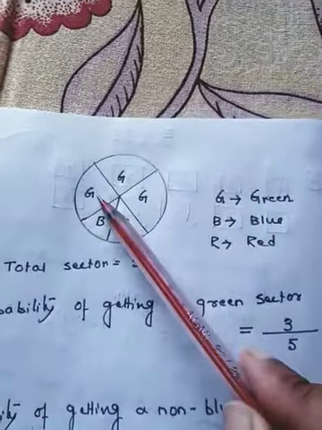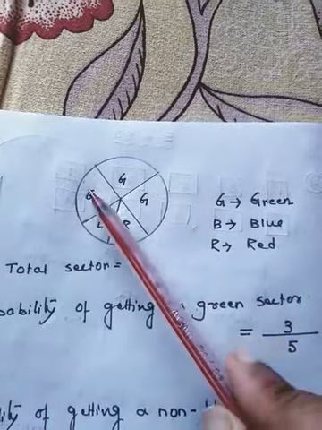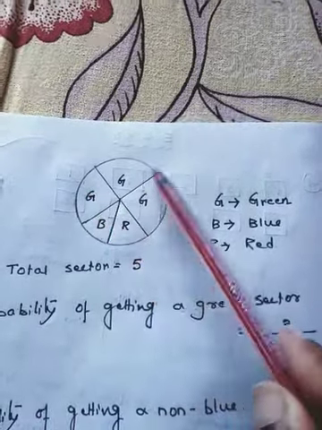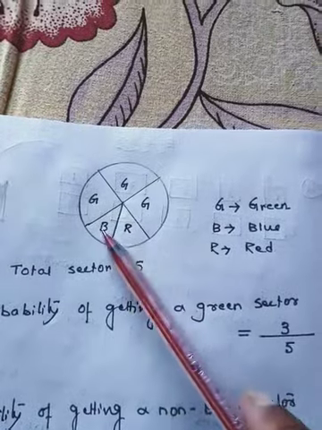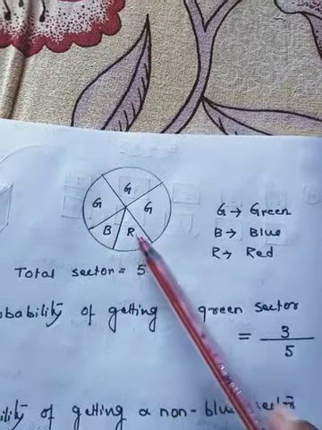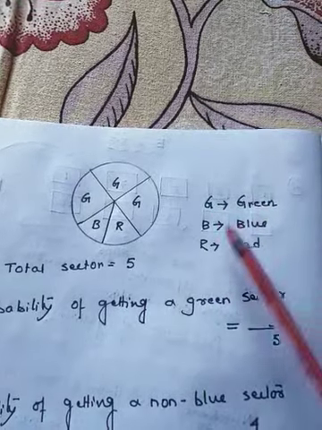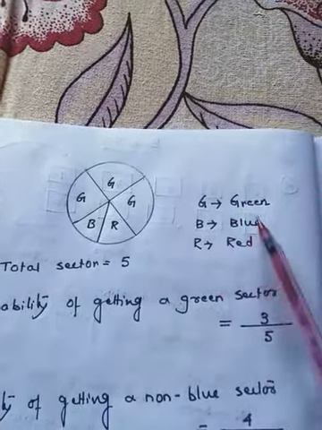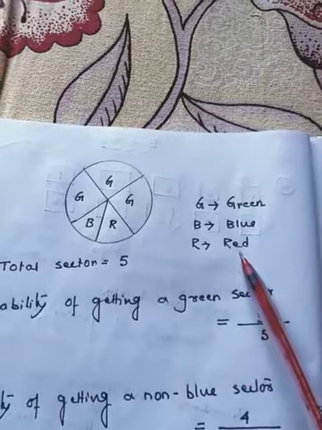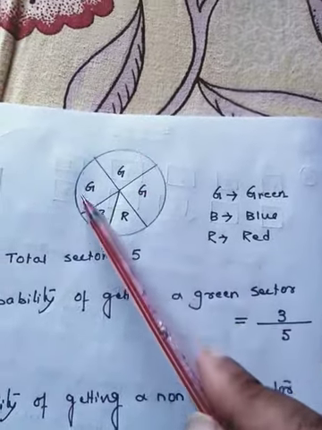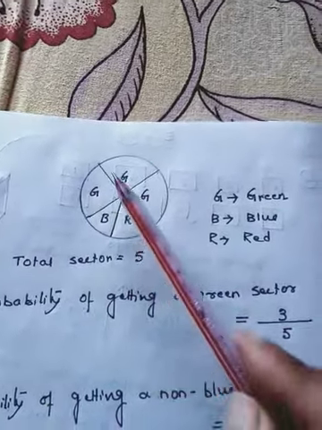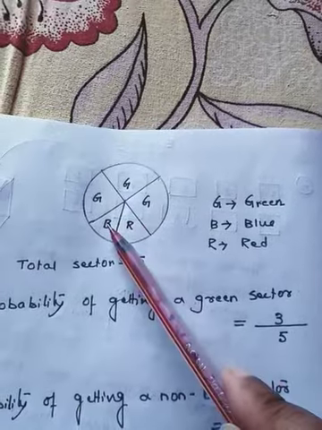Okay, so 3 of the sectors are colored with green, one sector is colored with blue and another sector is colored with red. See, I have written G represents green, B represents blue and R represents red. So how many colors are there? So total sectors is how much? 1, 2, 3, 4, 5, isn't it?